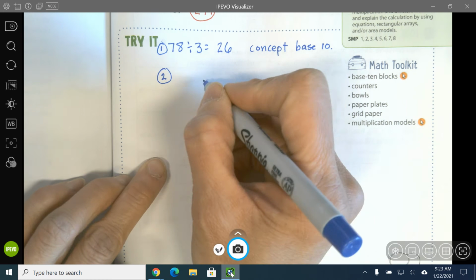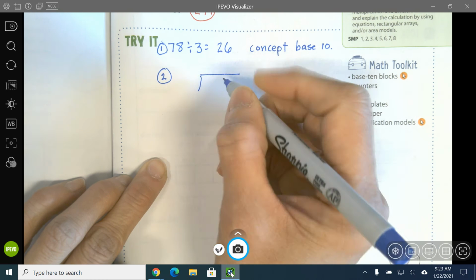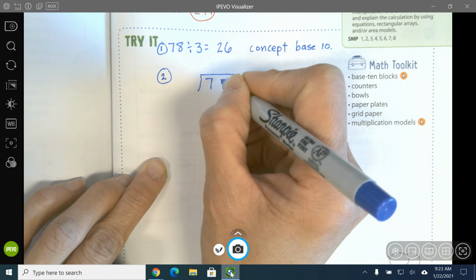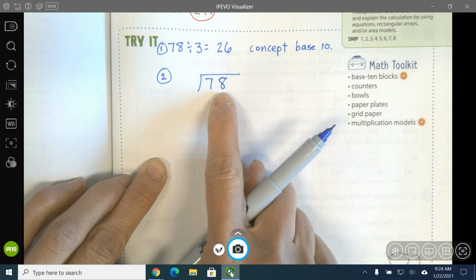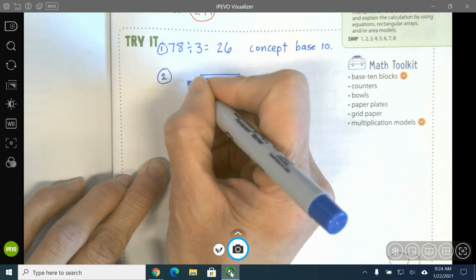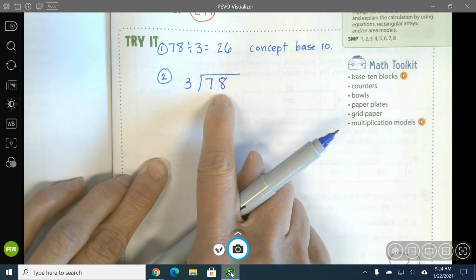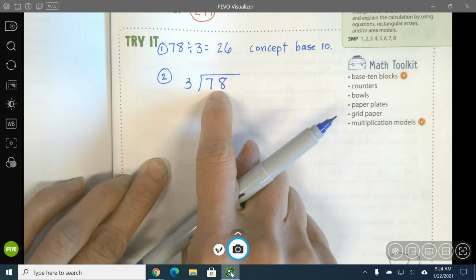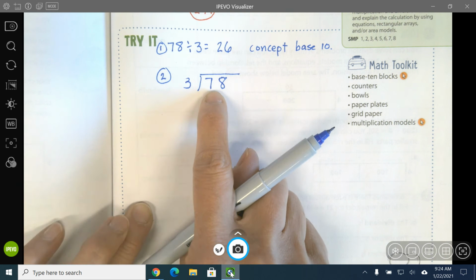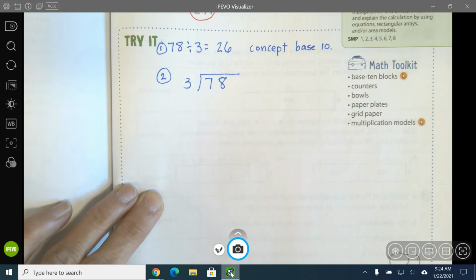We are going to do a traditional way that many of your family may know. 78 goes on the inside. This is the dividend, or how much money we have total. And I have 3 people sharing that 78. This is how much money you have. This is the pot. And these are my people who are going to have to share that $78.